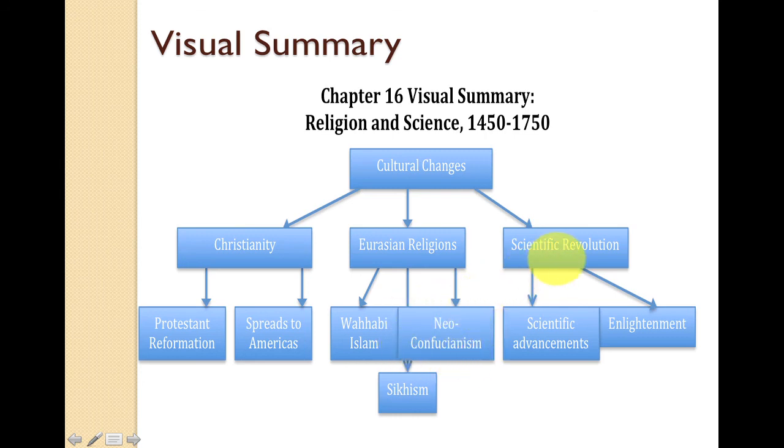And then you learn about the scientific revolution and look at the scientific advancements and how that influenced the intellectual tradition known as the Enlightenment. That's your Chapter 16 overview. Happy reading!